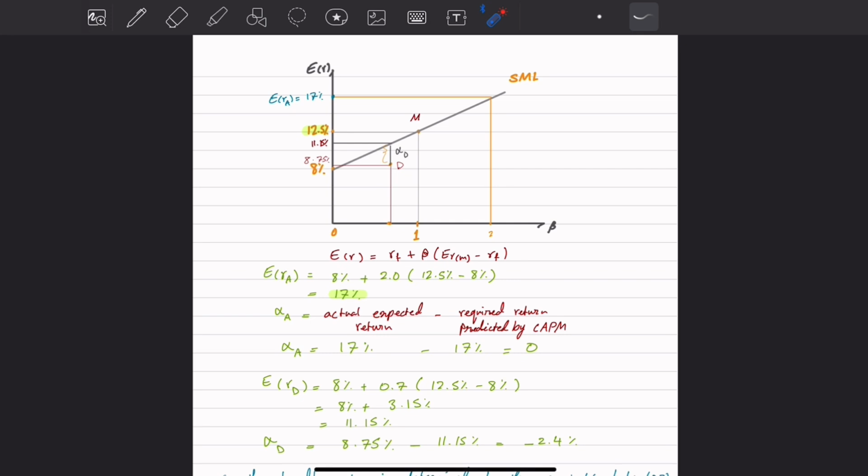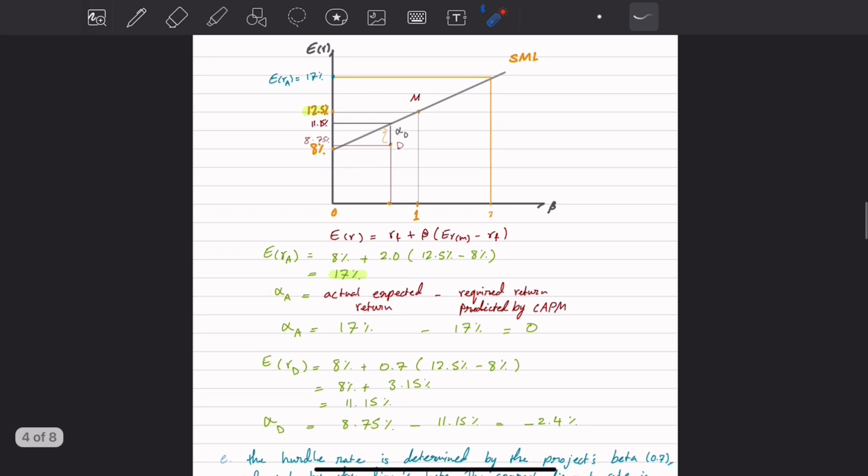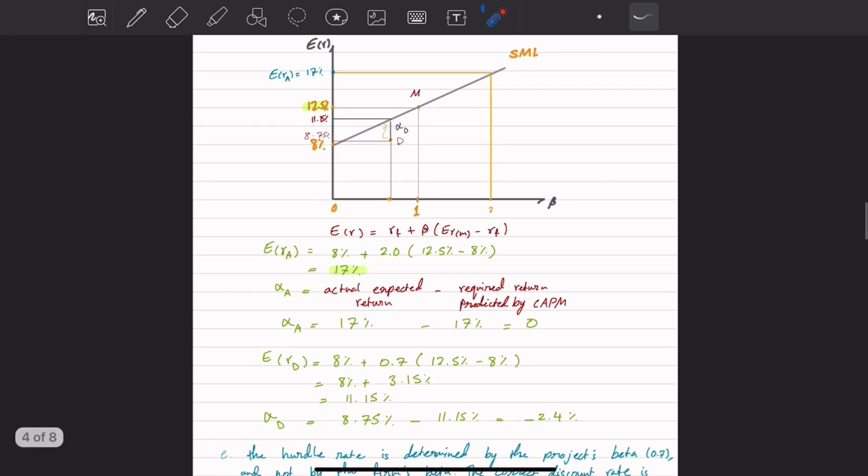But when we came to do the same for the defensive stock, we saw that the actual expected return on the defensive stock was 8.75%, whereas when we try to estimate it using the capital asset pricing model, we get 11.15%. So there is a difference of minus 2.4%, which represents alpha for the defensive stock. Hence why we plot the defensive stock here, and we state that this gap here represents alpha for the defensive stock.